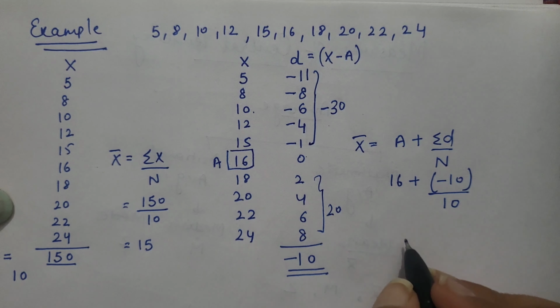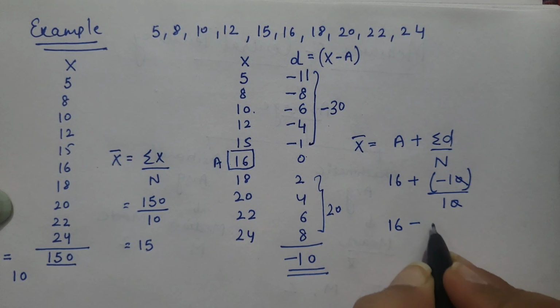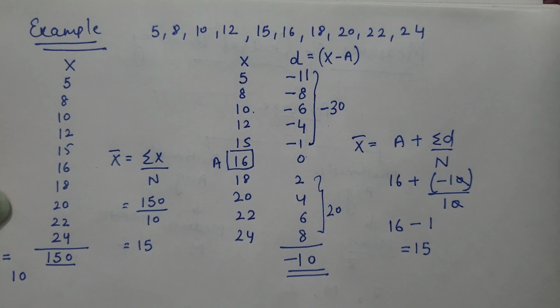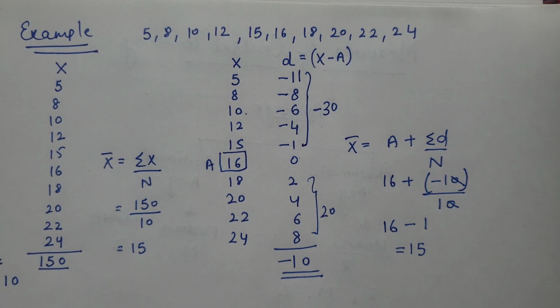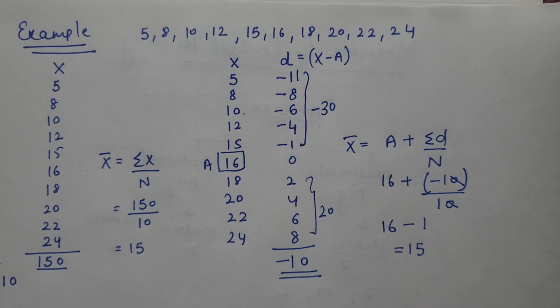So, 10 and 10 cancel. 16 minus 1 is equal to 15. So, the arithmetic mean here is 15. I hope that the concept of mean is clear to all of you in individual series.